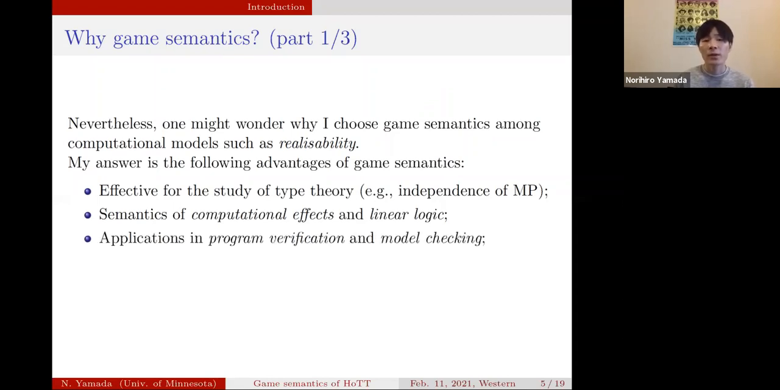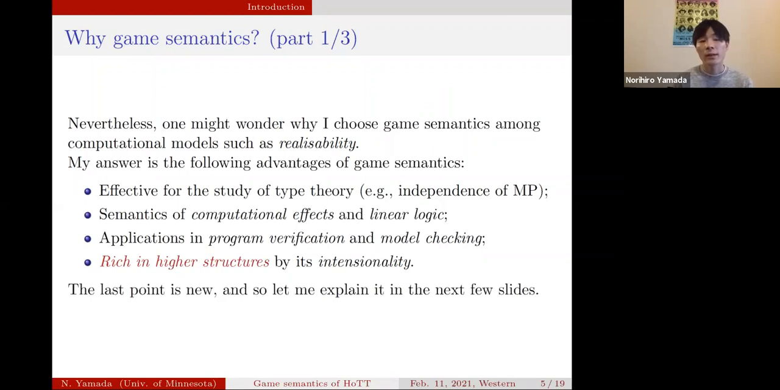Another application of game semantics is in program verification and model checking, known as algorithmic game semantics. And finally, by its intensionality, game semantics is actually rich in its higher structures. And that suits the interpretation of the higher structure of HoTT. The first three points are nothing new. It's well known in the literature. But I think the last point is, in some sense, new. So let me explain the last point in the next few slides by introducing what games and strategies are.